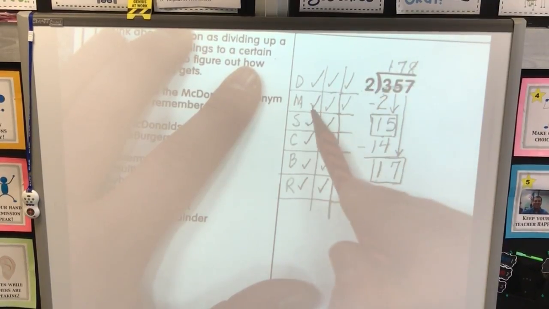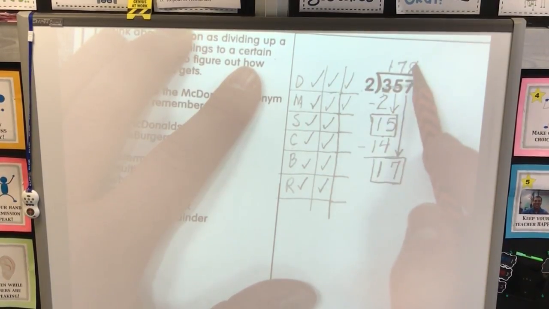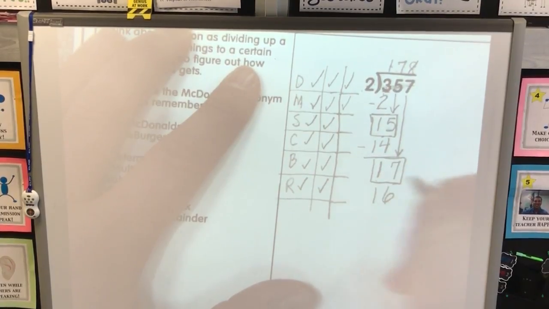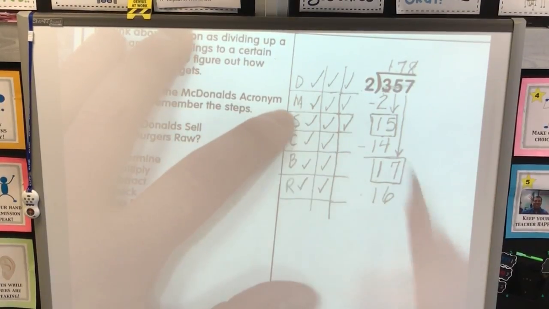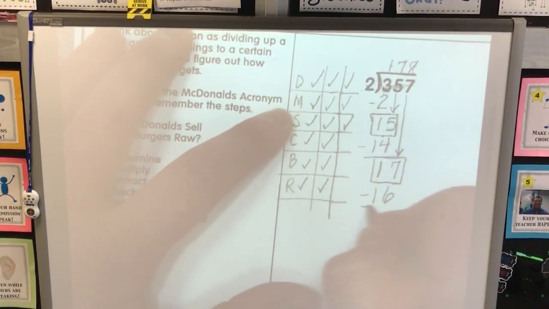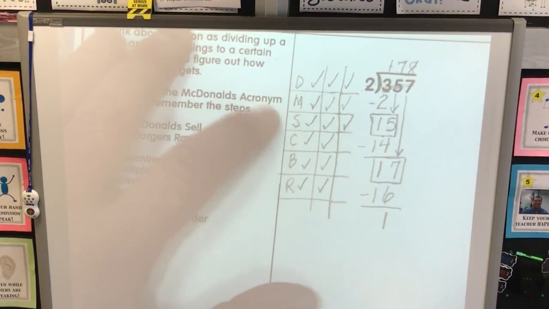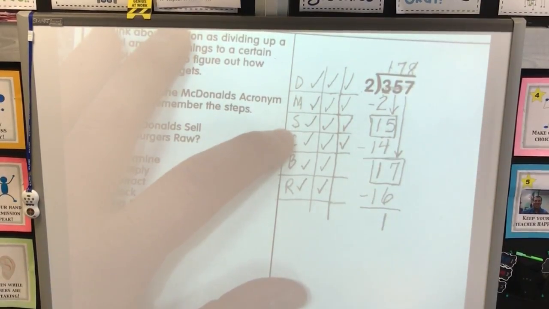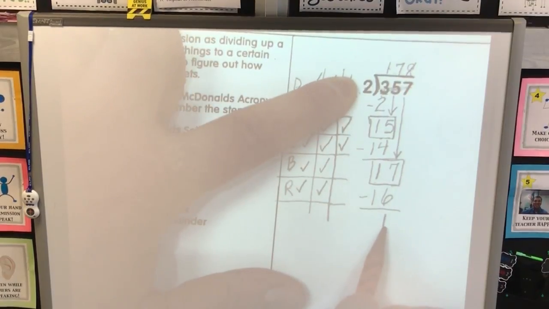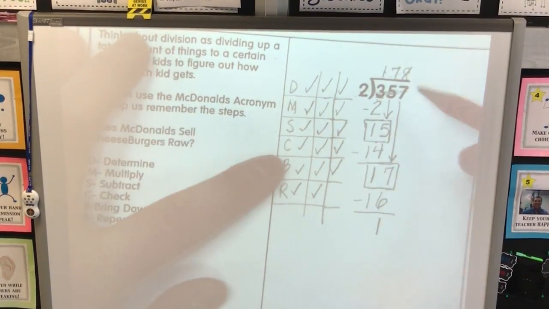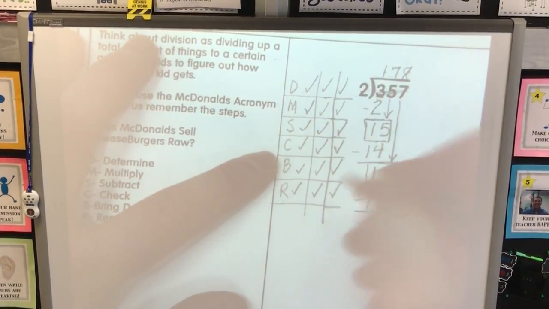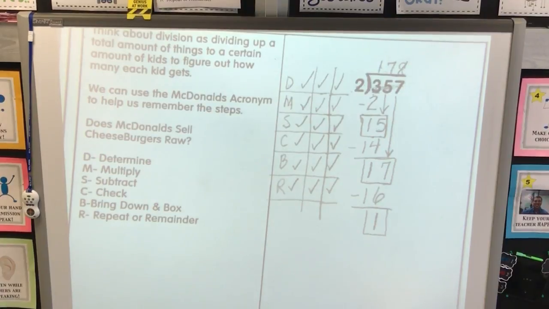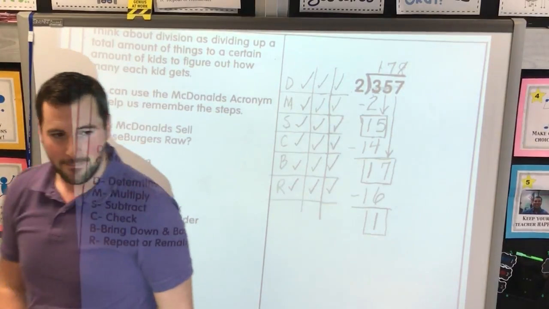Ready, say it, go. Multiply 2 times 8 equals 16. Okay, check off subtract. Ready, set, go. Subtract 17 minus 16 equals 1. Okay, what's the C? 3, 2, what? Check. Is the king happy? Yes. Anything to bring down? No. No, but we can box our remainder on the tray. And then, how do you know that we are done and that this is our remainder? The $5 question of the day is going to Caitlin.